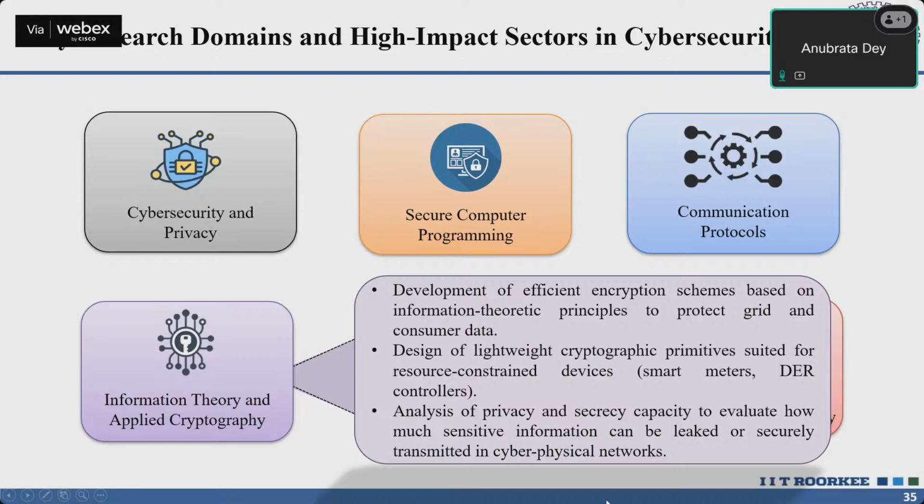Then the fourth area is related to information theory and cryptography. This is also a different area. One cannot work in all the areas. Here the issues are related to the encryption and decryption part. This area comes into the picture because whenever any device, let's say a smart meter, sends data to another meter, this data is not sent as it is.